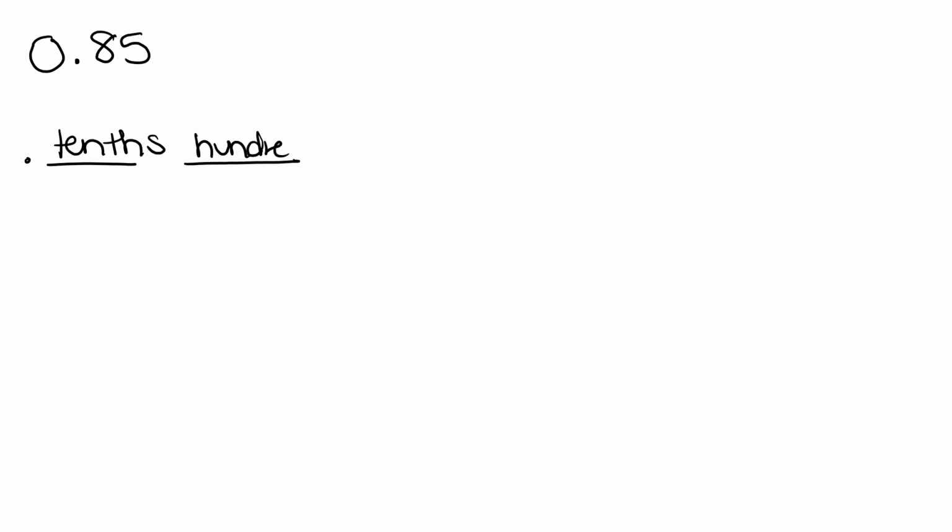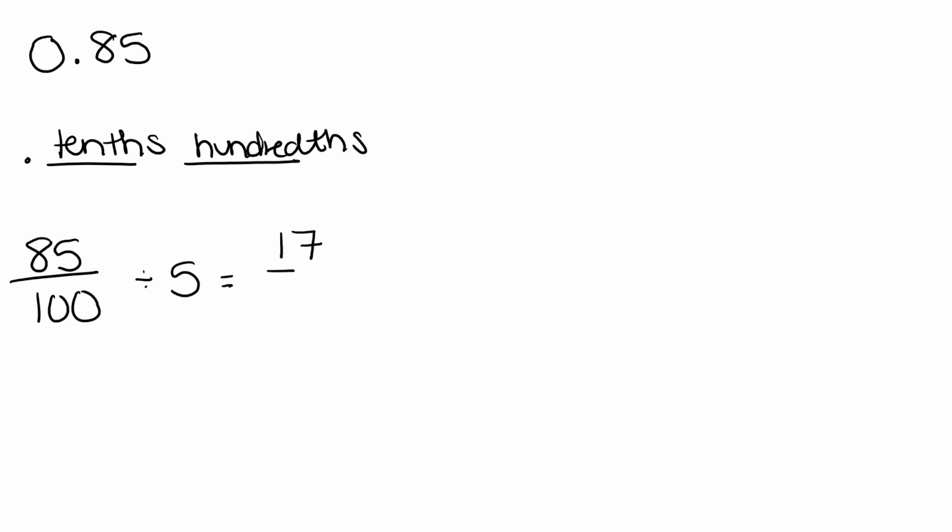For number 15, we have the decimal 0.85. The 8 is in the tenths place, and the 5 is in the hundredths place. We start by writing our fraction as 85 over 100 because that's the place value that we're in. We can simplify this fraction by dividing the numerator and the denominator by 5. 85 divided by 5 is 17. 100 divided by 5 is 20. 17 over 20 is our final simplified fraction.